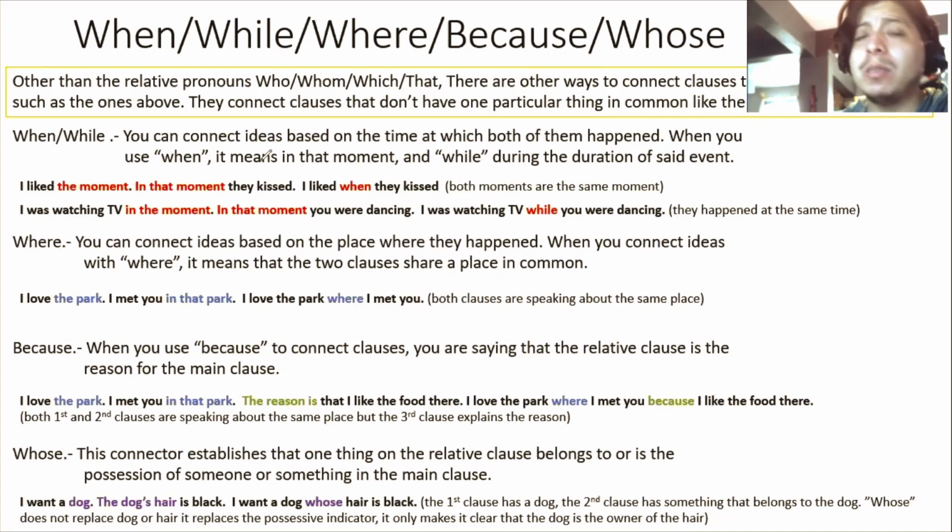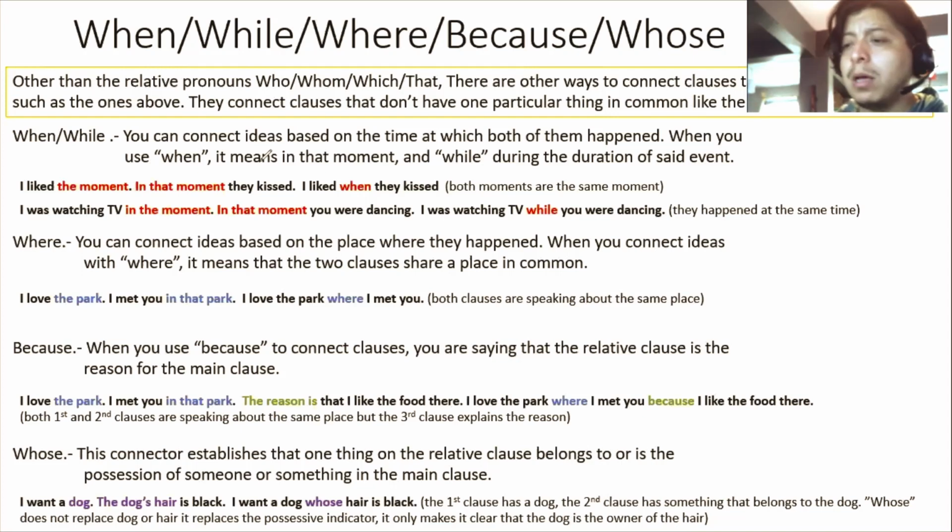Usamos "where" cuando estamos hablando de cosas que pasaron en el mismo lugar. "I love the park, I met you in the park, I love the park where I met you." ¿Sí? Cuando digo "where", ya estoy diciendo que mi cláusula relativa se trata del lugar en el que pasa la cláusula principal. Y cuando uso "because", estoy diciendo que la cláusula relativa que empieza con "because" es el motivo de la cláusula principal. ¿Sí?